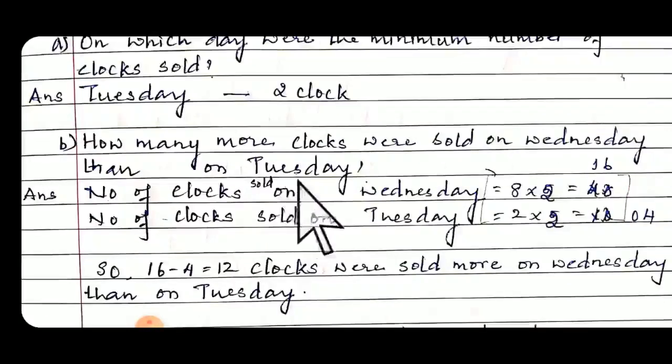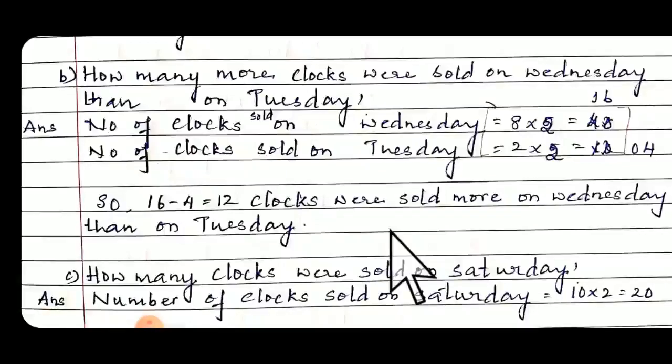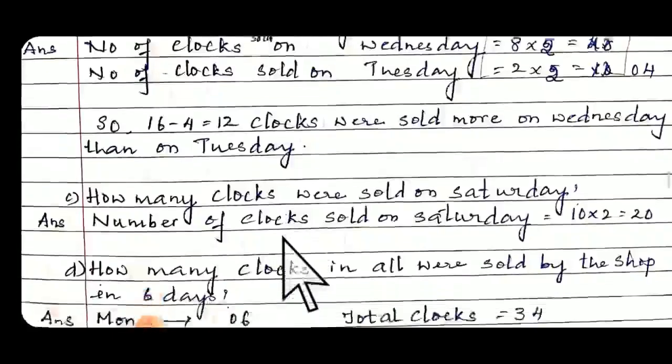Wednesday and Tuesday. So number of clocks sold on Wednesday, how many? 8 clocks are there. 1 clock means 2 clocks, so 8 twos are 16. That is for Wednesday. Number of clocks sold on Tuesday, only 2, so 2 twos are 4. So we need to find the difference between Wednesday and Tuesday. So on Wednesday they sold 16 minus 4, that is of Tuesday. So how many were sold more? 12 clocks were sold more on Wednesday than on Tuesday, because on Tuesday they sold only 4 clocks.